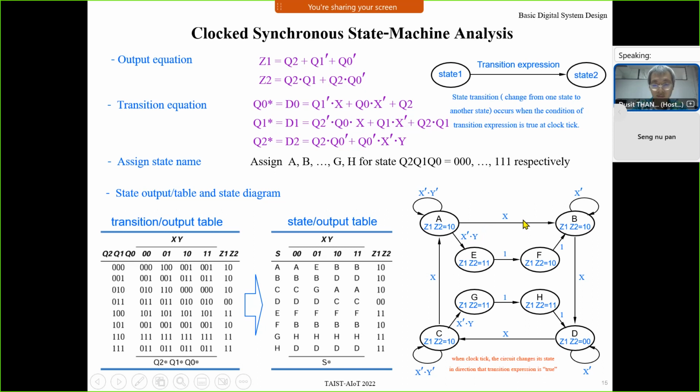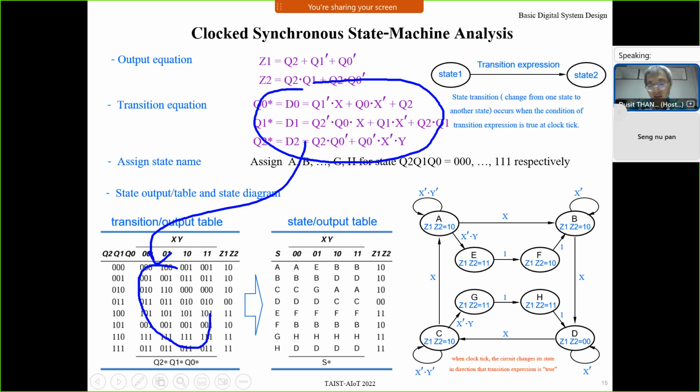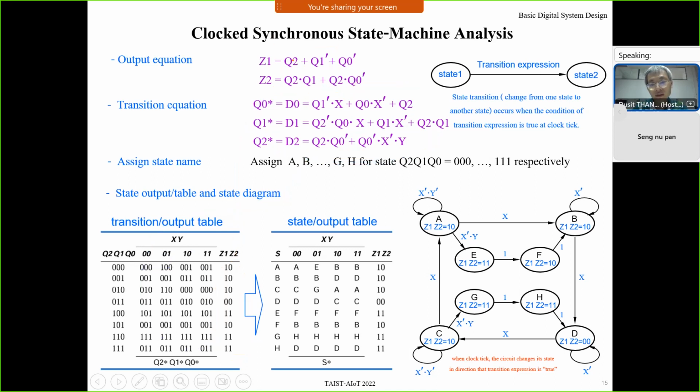Sir, can you please explain a little bit about the transition output table on the left side? Left side, yes. This part comes from this set of equations, and the output value comes from this equation, by substituting all possible values, or considering when it will be 1.